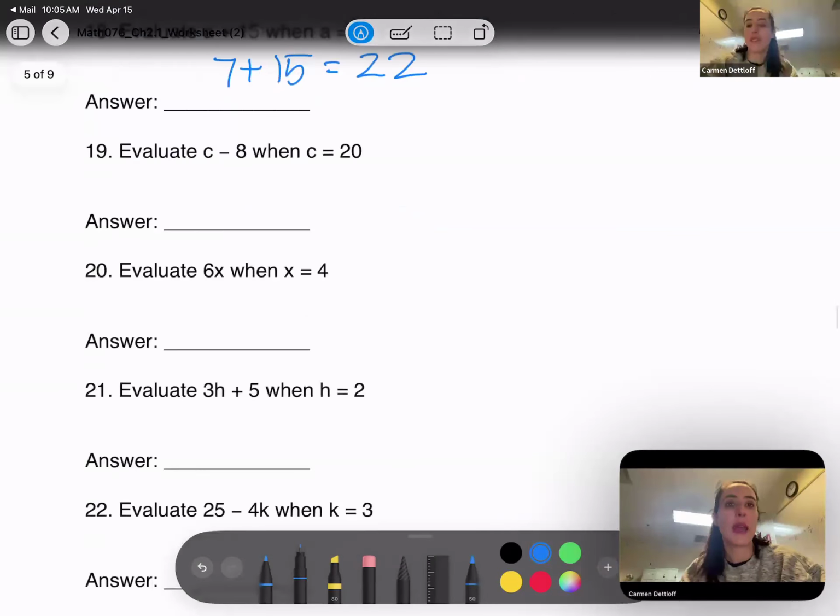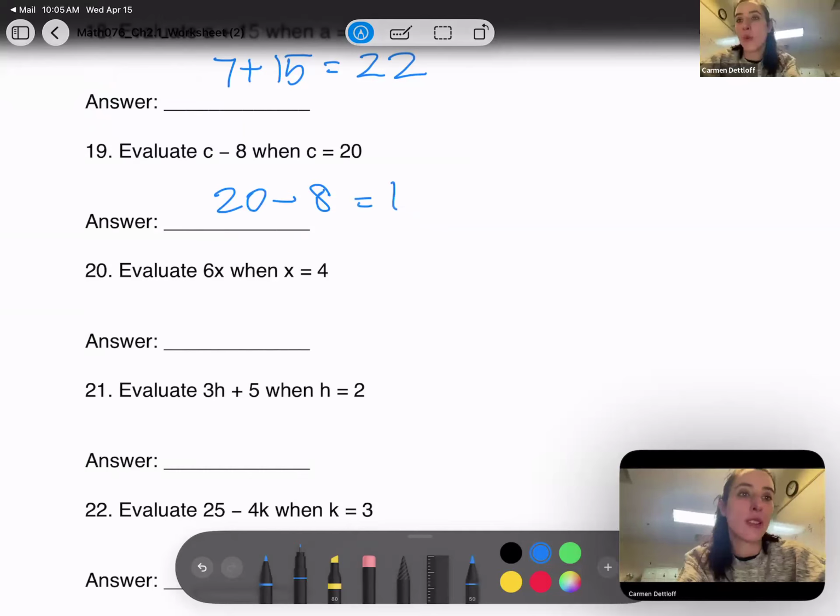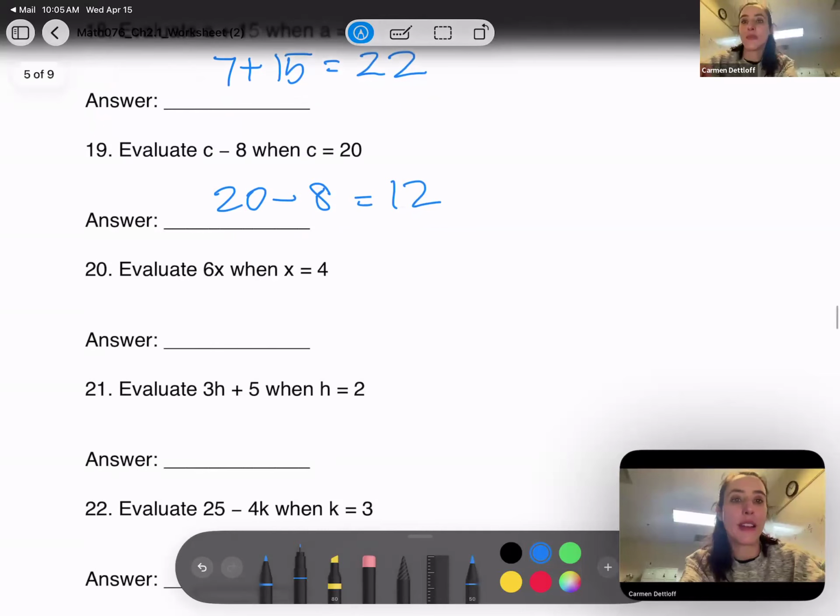Evaluate C minus 8 when C is 20. So I'm going to replace C with 20 minus 8. That's 12. Okay, I'm going to skip around and leave some of them for y'all to do.